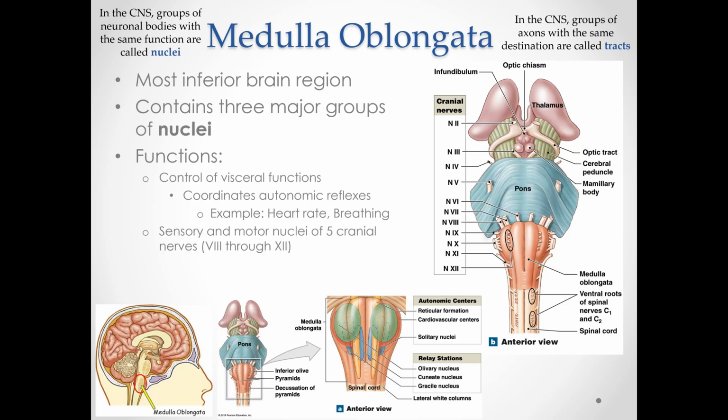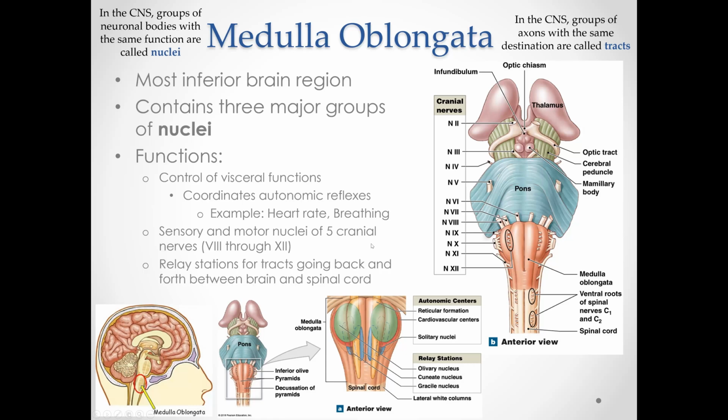The medulla oblongata also contains the sensory and motor nuclei of 5 of the cranial nerves, so nerves 8 through 12, so 8, 9, 10, 11, 12. And again, nuclei are groups of cell bodies that are doing the same function.